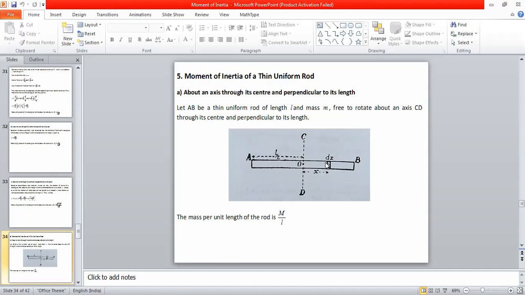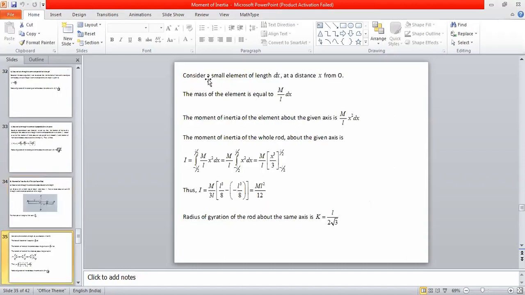And once we are able to calculate the moment of inertia of this particular small portion, then in order to calculate the moment of inertia of the entire rod, we have to do the integration. That is a very simple procedure. Okay, now that is what we are considering.